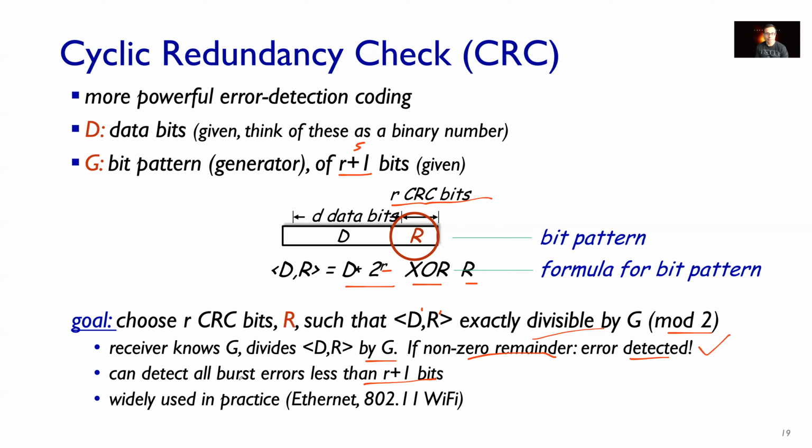So the logic of CRC is that it can detect any burst errors that are less than R plus 1 bits. In our earlier example, if the generator was 5 bits, which means R is 4, it will detect any burst errors of up to 4 bits. It will not be able to detect a 5-bit error, but it will be able to detect a 4-bit, 3-bit, 2-bit, 1-bit error.